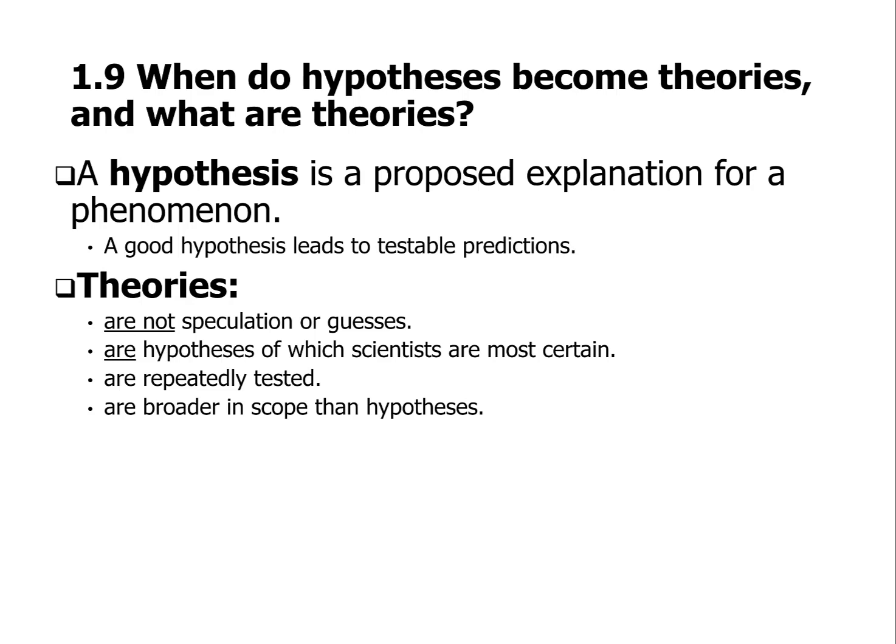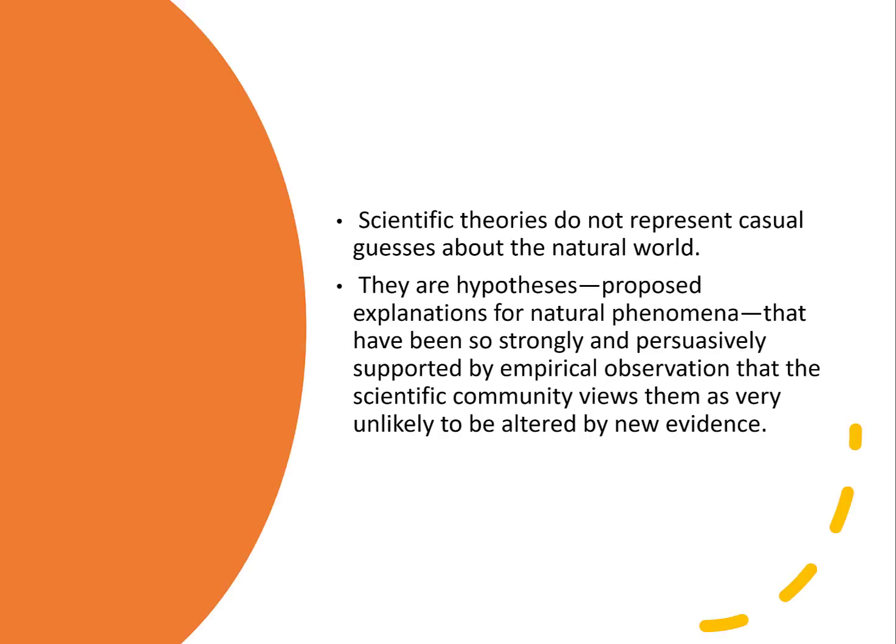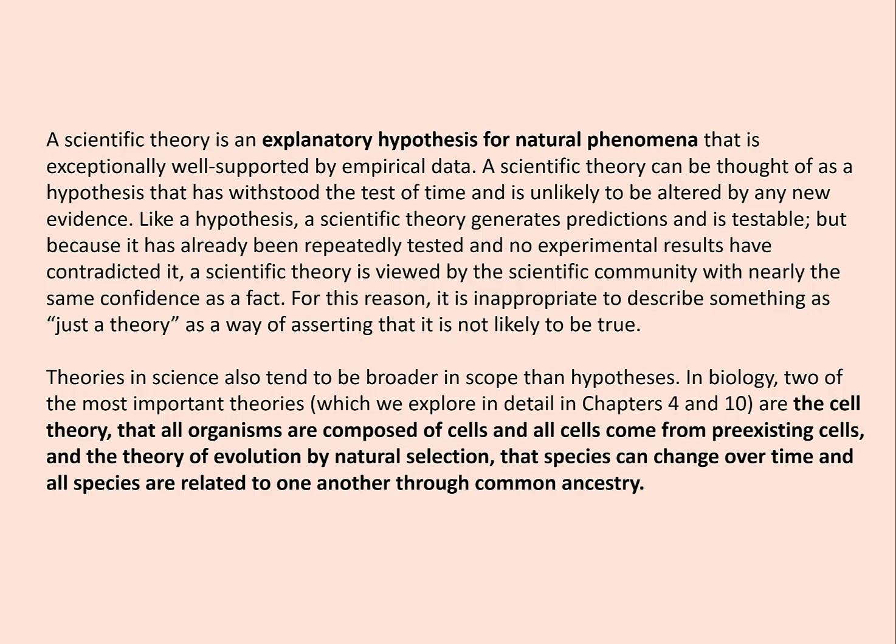A hypothesis is a proposed explanation. Theories are not speculation or guesses. They are hypotheses of which scientists are most certain. They're repeatedly tested, and usually are broader than the scope initially. Scientific theories do not represent casual guesses. That's the key, and so we make observations to conclude those.